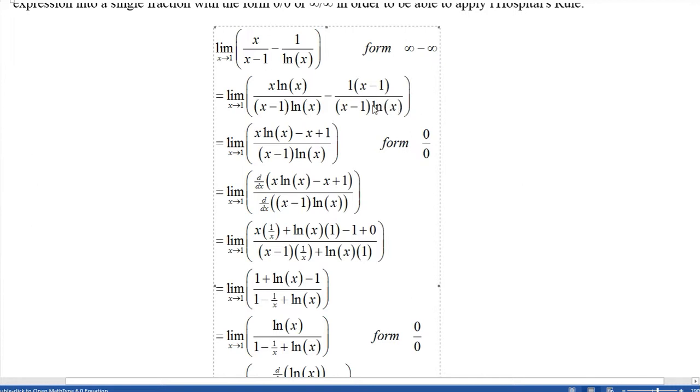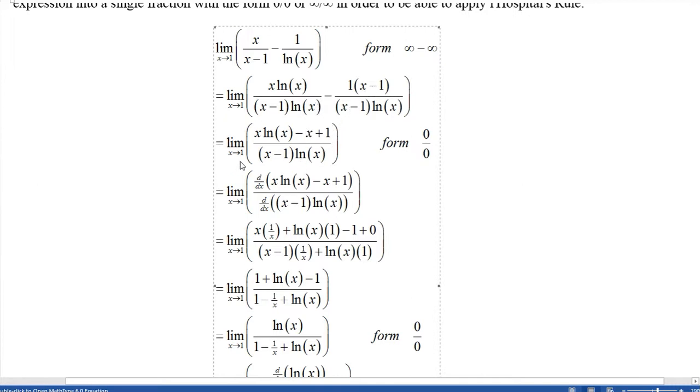For the second fraction, we're going to multiply the numerator and denominator by x minus 1. Combining that together in a single fraction, the denominator is x minus 1 times ln of x. The numerator is x times ln of x. Now I'm going to distribute this minus here. So that's minus x plus 1.